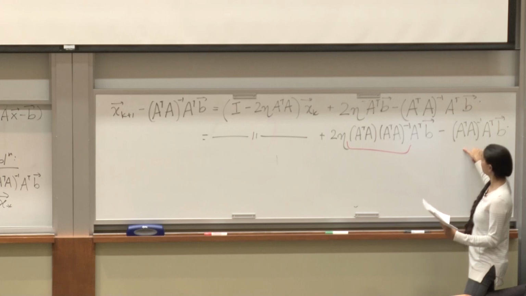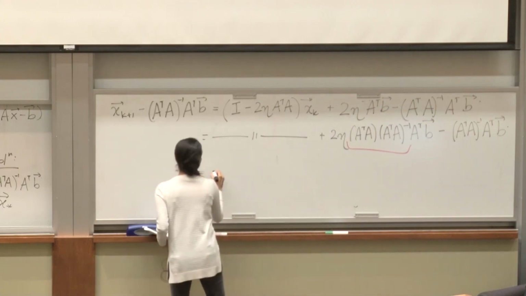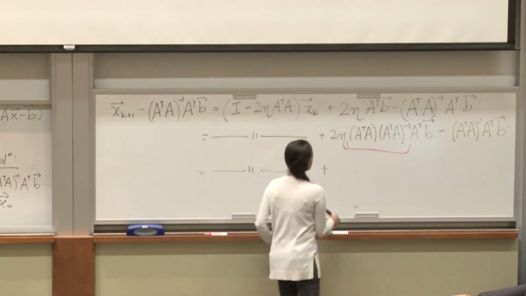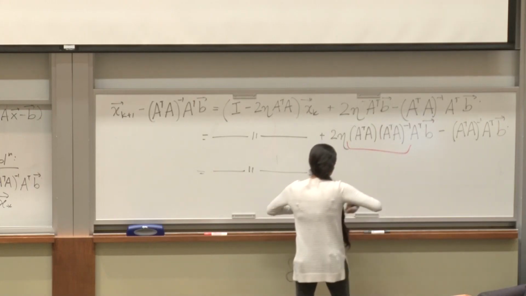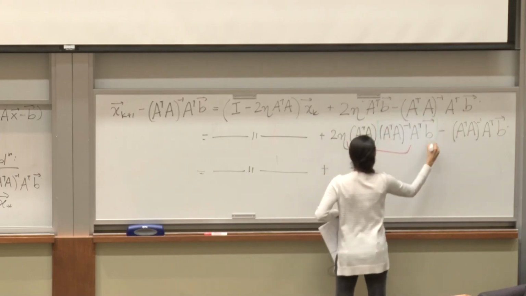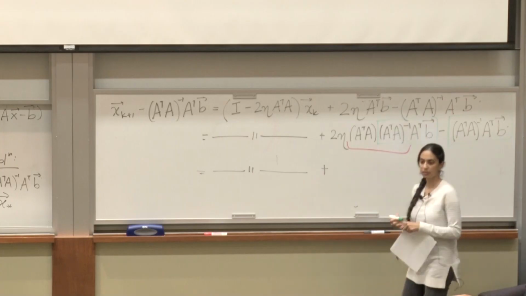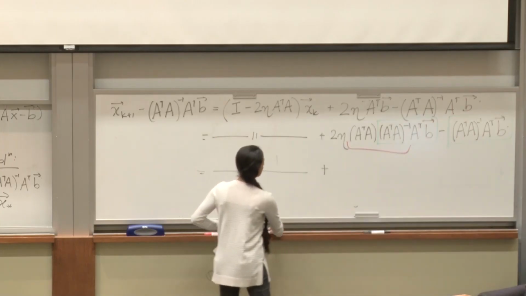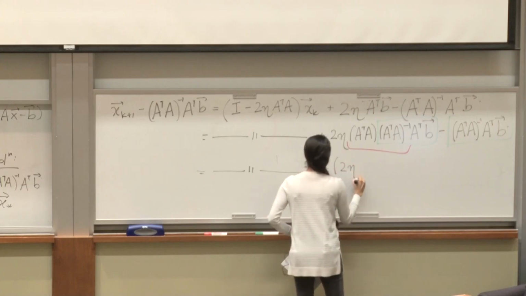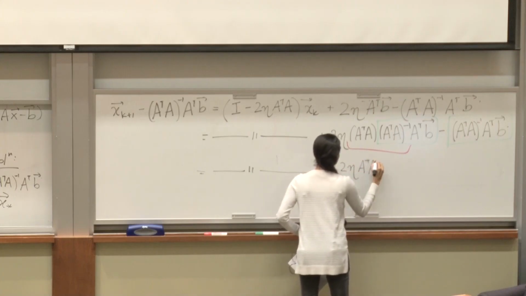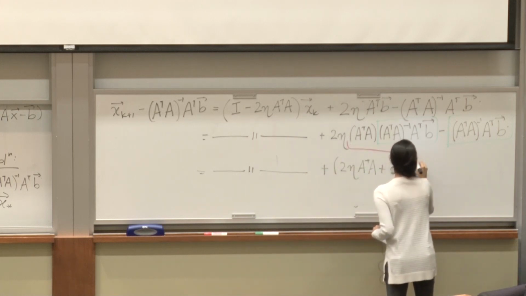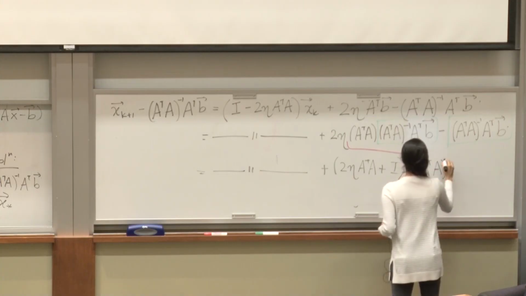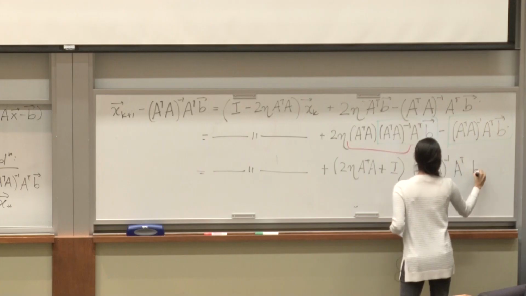But now I'm in a nice situation, right? This I can write as this thing plus, can I pull out this quantity? My x star, essentially. Both of these things are the same, so I can write this as 2 eta A transpose A plus identity times A transpose A inverse A transpose B.